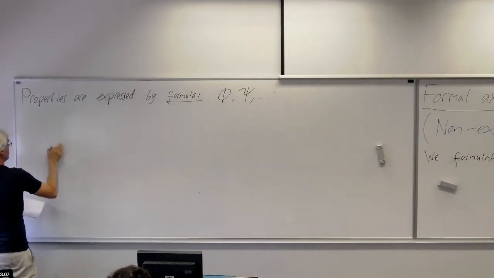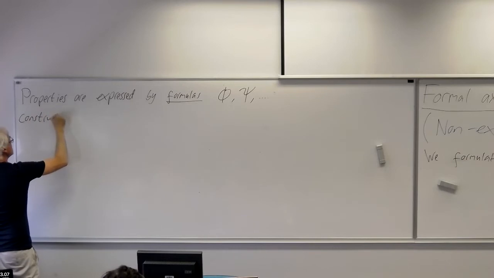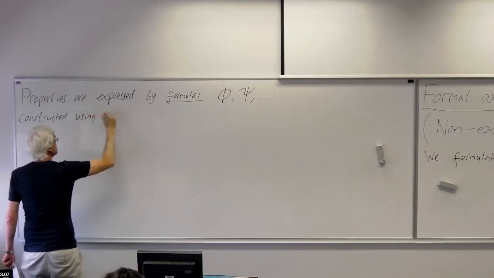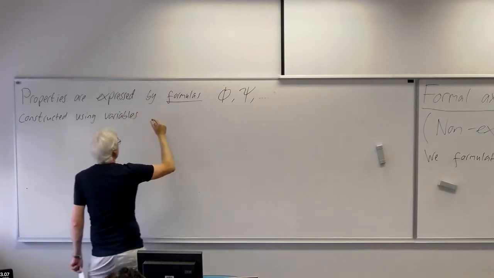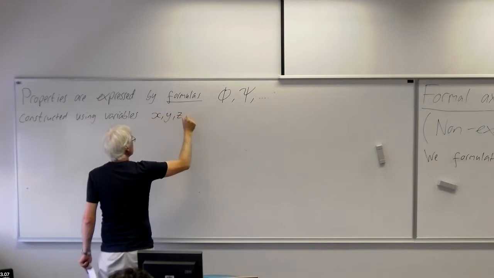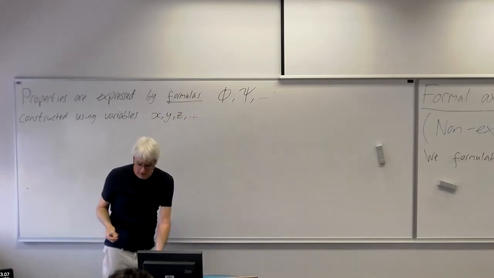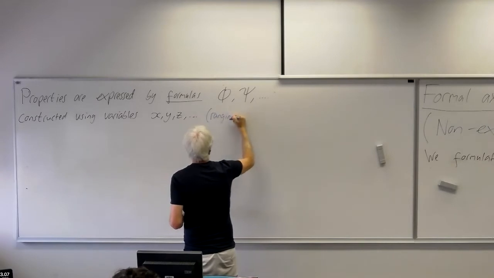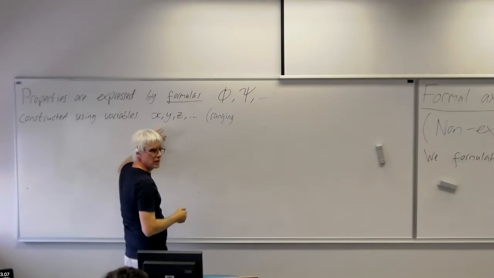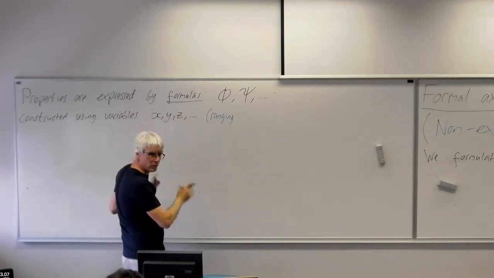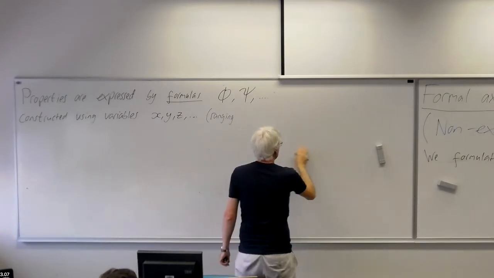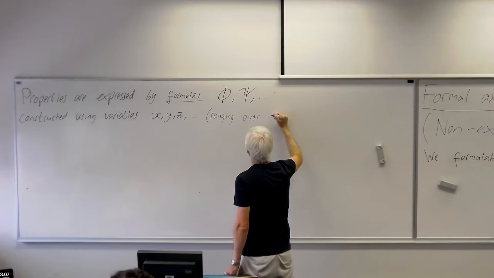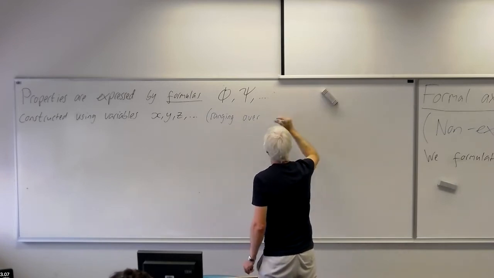So the formulas are constructed using variables. We're going to have an unlimited supply of variable names, but I'm going to use standard letters for variables like X, Y, and Z. And we think of these variables as ranging over elements of the universe. So that's just a way of thinking. When we're defining the language, it's irrelevant how we think about things. The language is just the rules for saying what a formula is. But it's useful to know how to think about things so we can understand what we're doing. So variables ranging over elements of the universe. That's the intuition.